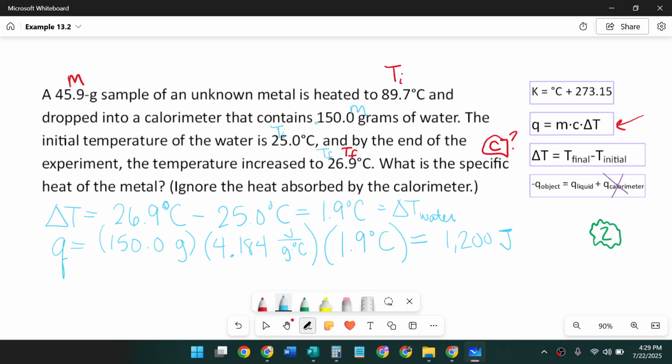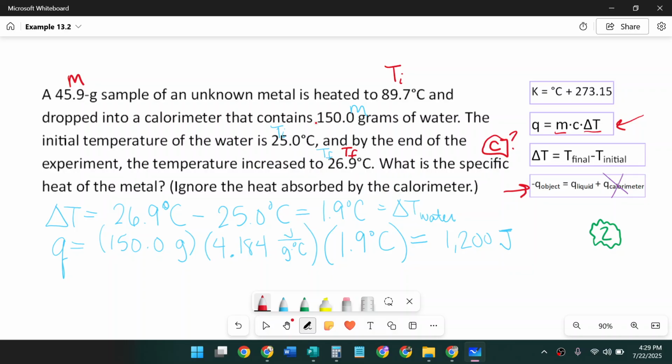And so now that we have Q of the object, we can find out its specific heat capacity. The reason we couldn't just jump straight to this equation right here and find the C that we wanted is because we had the mass and we had the change in temperature, but we didn't have the Q. And so we know that using this equation right here, if we have the Q for one thing, we can find the Q for the other thing.